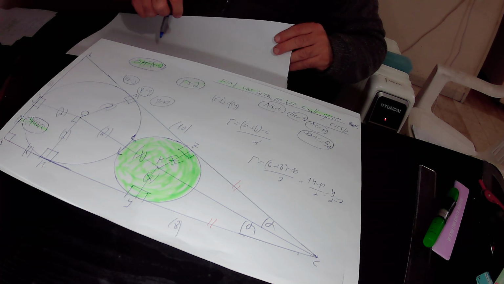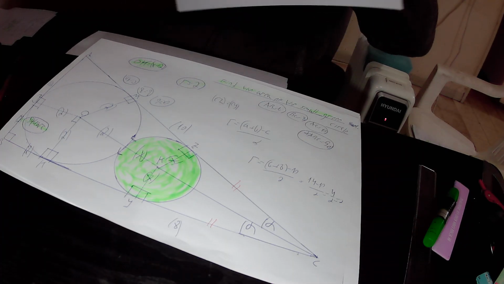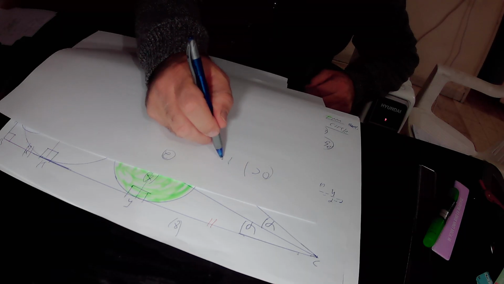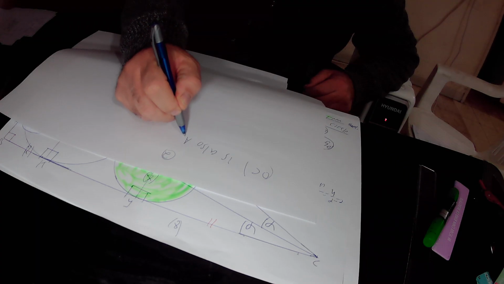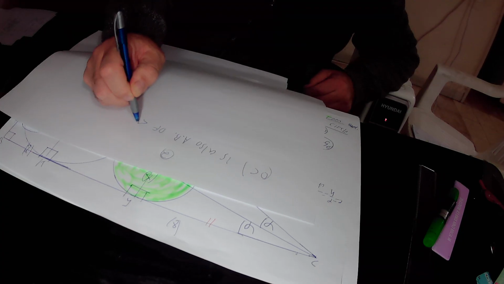So let's write it down. And we found out that OC is also angle bisector. AB is an abbreviation for angle bisector of angle ACB.